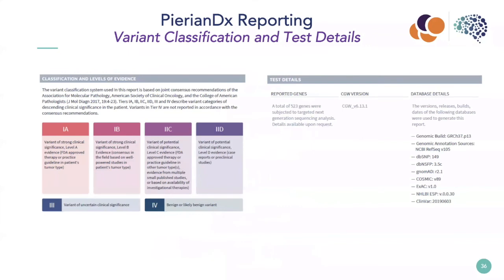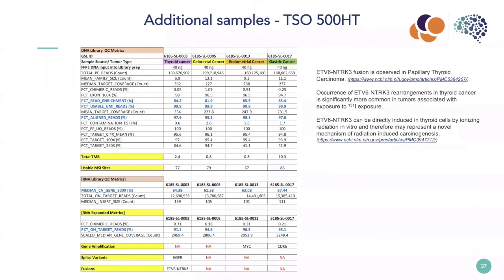Then finally, last couple of slides. These are some additional samples that were run. You can see some of these metrics shown across the top. And this was all on the TSO500 HT version. Some examples: thyroid, colorectal, endometrial, and gastric cancer.